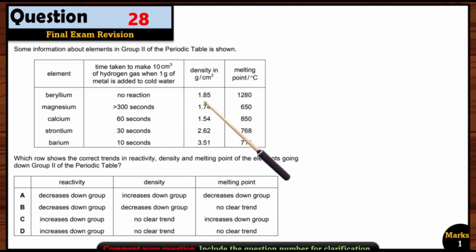Let's see for the density now. So 1.85, then 174, 154, then again it has increased. So it means it's not a clear trend, right? So again, this option is right, C or D. So let's see for the melting points. If you see clearly, again, we have no clear trend because after 650, again we have 850, that is more. So there is no clear trend. That's why option D is the right option over here.